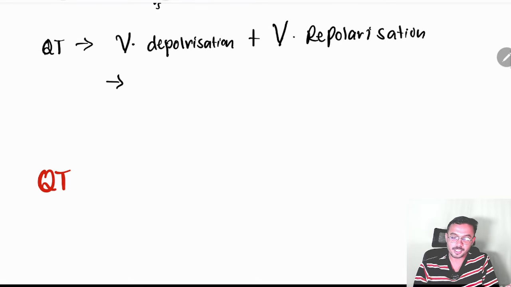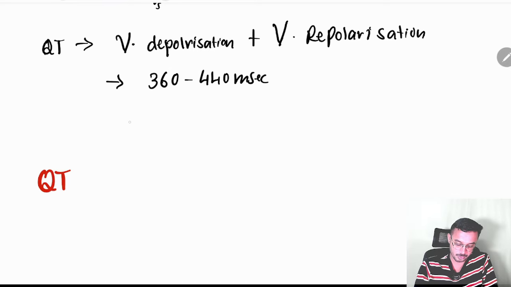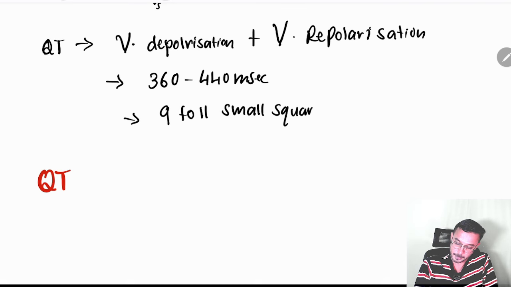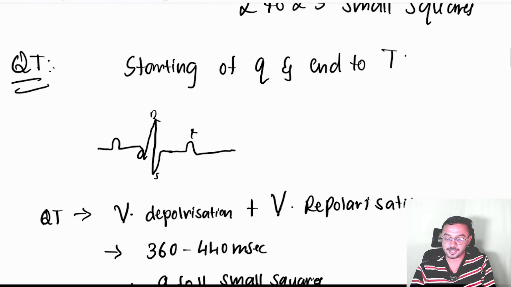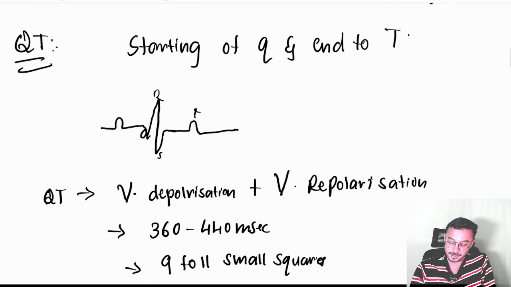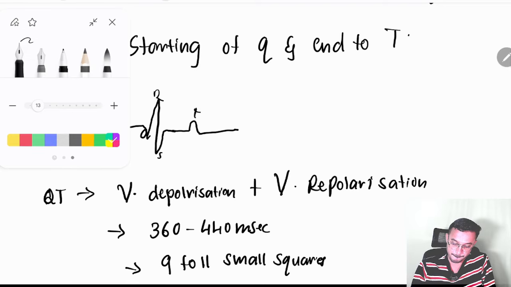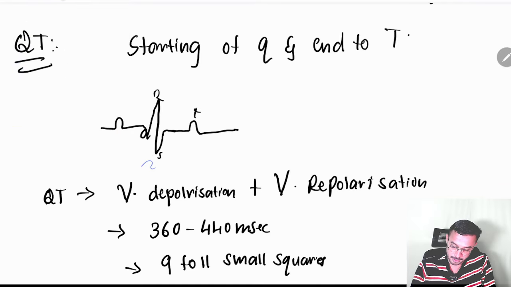So what is the duration of the QT? We all know the QT interval is 360 to 440 milliseconds. So if you come to this squares fitting, it will fit into 9 to 11 small squares. Okay, and this is about the QT interval. Go through this once: it starts from the starting of the Q wave to the end of the T. Okay, this is about your QT interval.